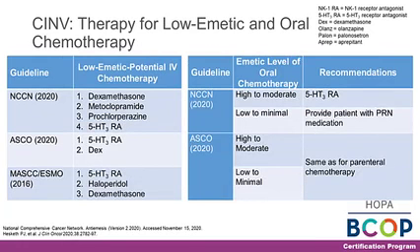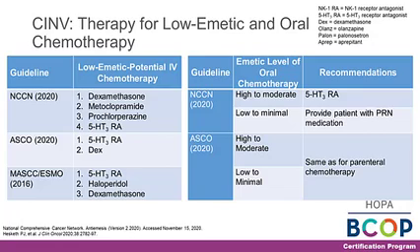For our low emetic risk chemotherapy, either dexamethasone or a 5-HT3 receptor antagonist is appropriate as monotherapy, and this is true across all 3 of our guidelines, even in the 2020 updates. However, when we're looking at our oral chemotherapy agents, our NCCN recommendations are for a 5-HT3 receptor antagonist as an antiemetic for those medications that are moderately and highly emetogenic.